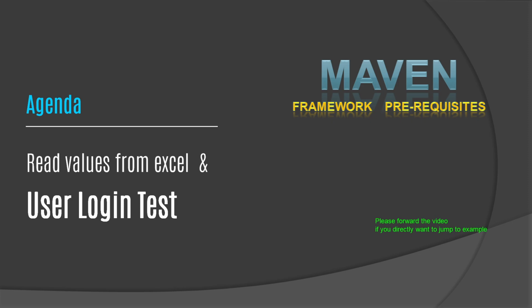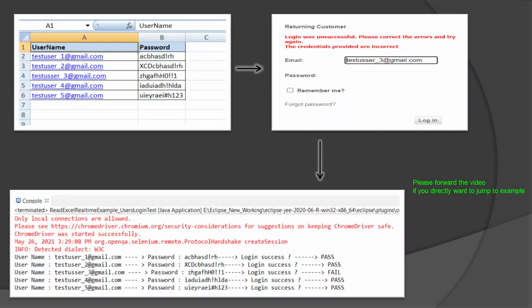So in this session, we are going to read values from the Excel and pass those values into the web page for login and test those logins. Just to give you a clear picture, this is our Excel file which has different usernames and different passwords: test user 1, test user 2, 3, 4, 5 and the corresponding passwords, and we are going to use a demo web shop, which I'll open in a while.